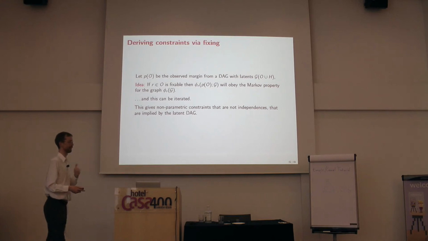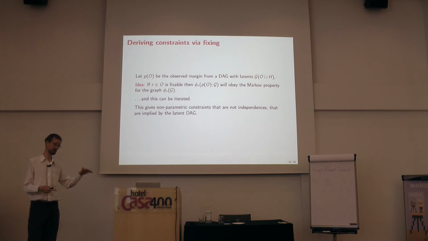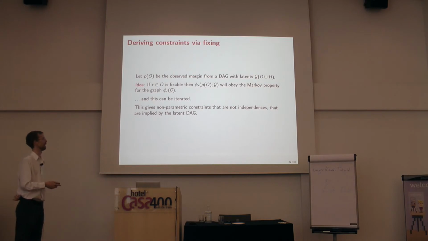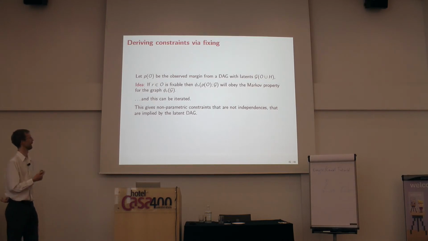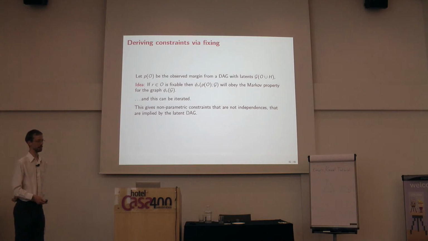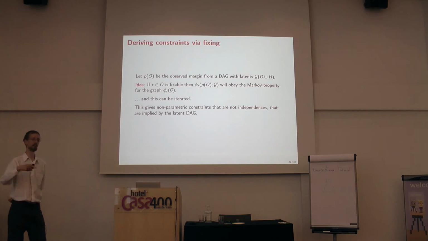Okay, so last thing I'm going to talk about. All of this was for identification. Tian observed a long time ago that we can also use these algorithms for deriving constraints. And the idea there is fairly simple. Supposing I give you an observed margin from a DAG with latents, then if a vertex is fixable, I can construct this new distribution. If the DAG model is true, then this new distribution will obey the Markov property for the new fixed graph, and I can iterate that process.